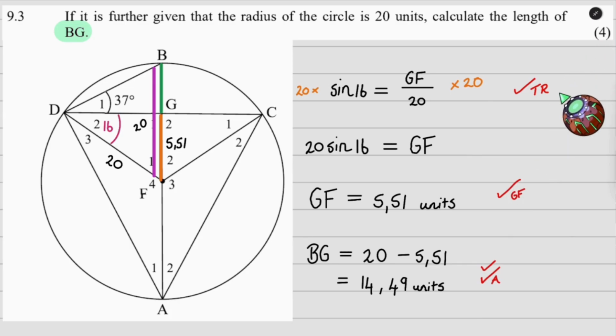And then our 4 marks come from the trig ratio used over here, the correct length of GF gotten over there, and 2 marks for the correct answer, 14.49.